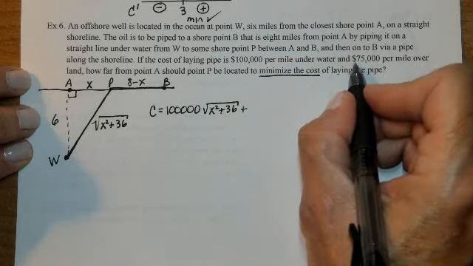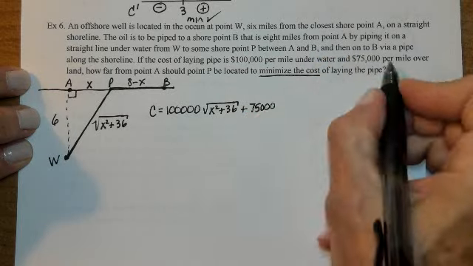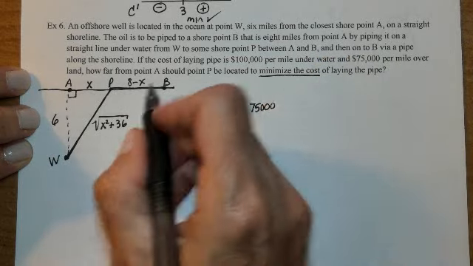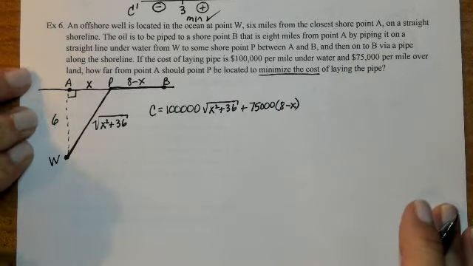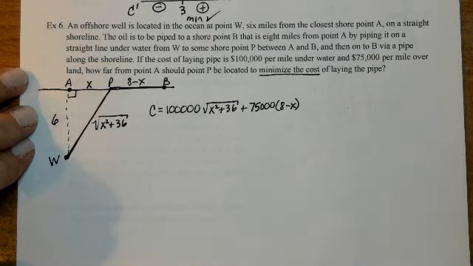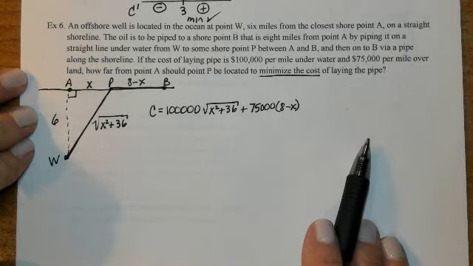Plus $75,000 per mile over land, 8 minus x. Okay? There's our cost equation. How many independent variables do we have? We just have the one. We just have the x. So we're good. Let's take the derivative.